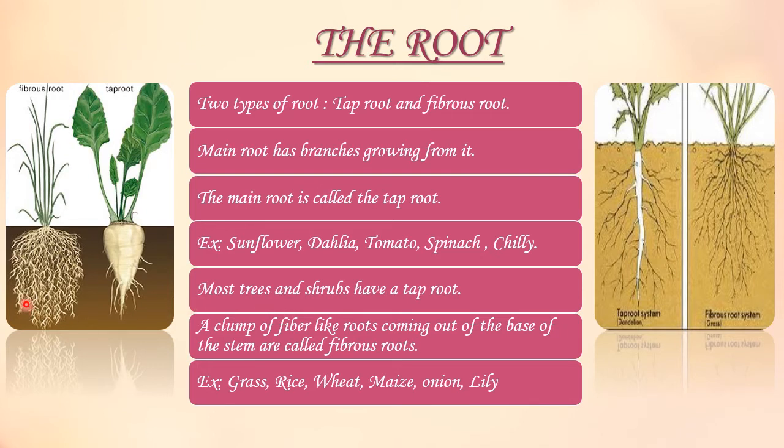Next, fibrous root. Some plants do not have a main root. They have a clump of fiber-like roots coming out of the base of the stem. Such roots are called fibrous roots. Some examples are grass, rice, wheat, maize, onion and lily.